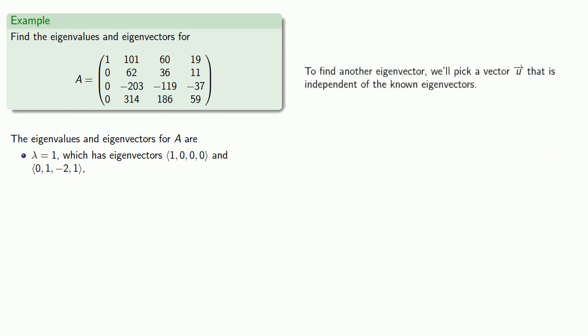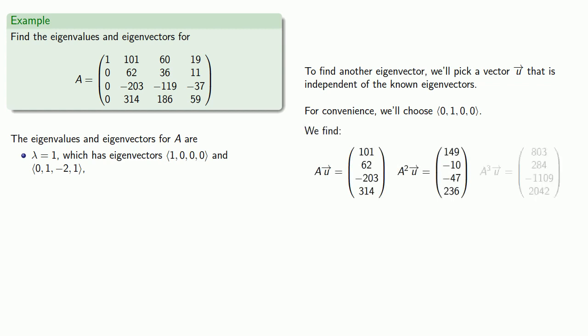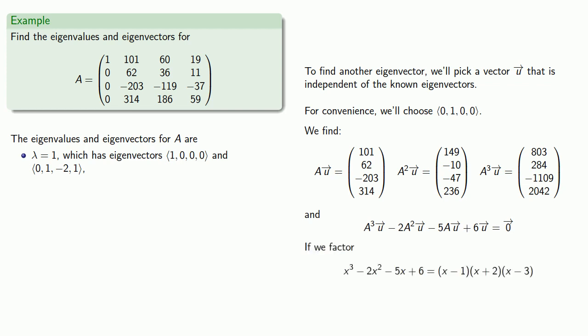So to find another eigenvector, we'll pick a vector u that is linearly independent of the known eigenvectors. For convenience, we'll choose, well, how about (0, 1, 0, 0). And you know this is independent because it's online, so it must be true. So after you've satisfied yourself that this actually is independent of our two known eigenvectors, we can find Au, A squared u, and A cubed u. And we get our minimal polynomial, which we factor. And so we know the roots 1, -2, and 3 are eigenvalues.